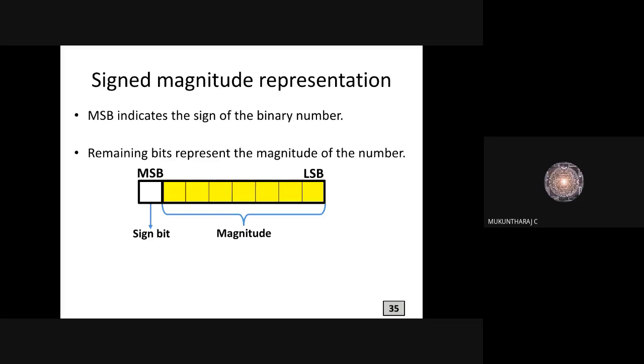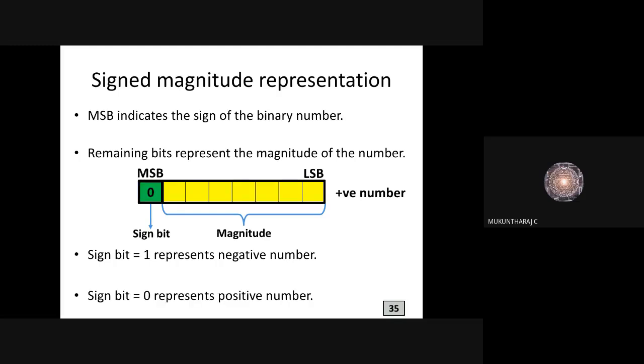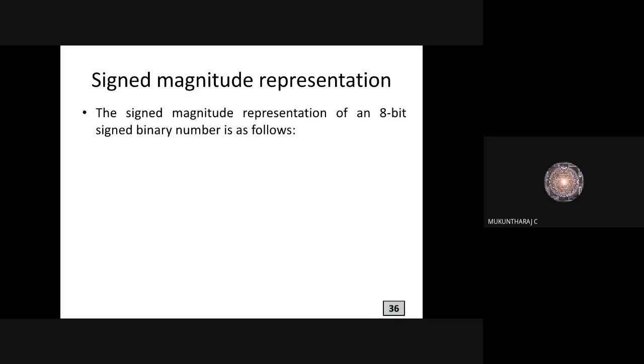So signed magnitude representation means what? The first bit represents the sign of the number. The remaining bits represent the magnitude of the number. So sign bit 1 அப்படினா meaning என்ன? Represent negative number. Sign bit 0 அப்படினா meaning என்ன? Represent positive number. See, எனக்கு ஒரு நம்பரோட MSB bit 1 இருந்தா நெகட்டிவ், 0 இருந்துச்சுன்னா it is positive. Clear? 0 இருக்கா 1 இருக்கான்னு செக் பண்ணணும். If it is 0, it is positive number. If it is 1, it is negative number. That's it. Then the sign magnitude representation of an 8 bit sign number is as follow.